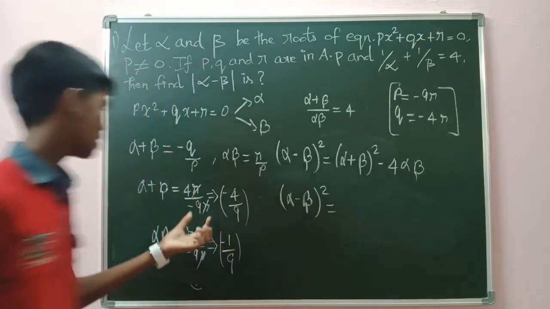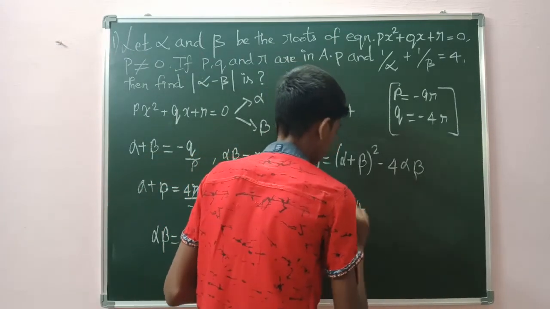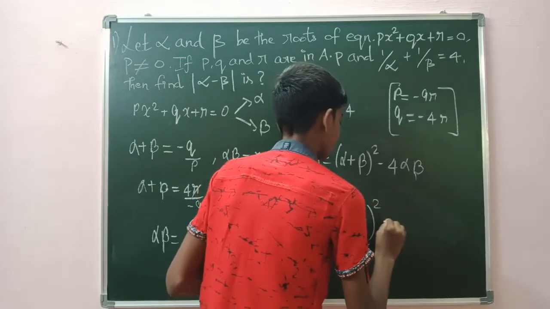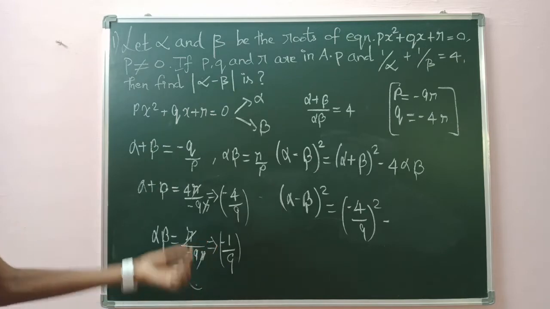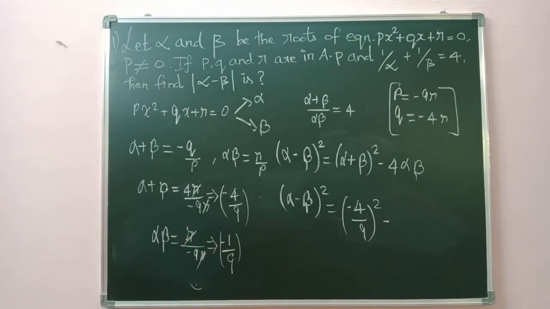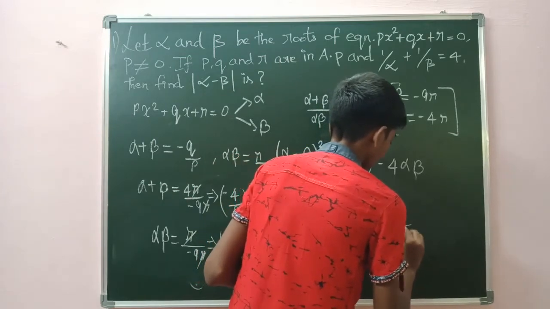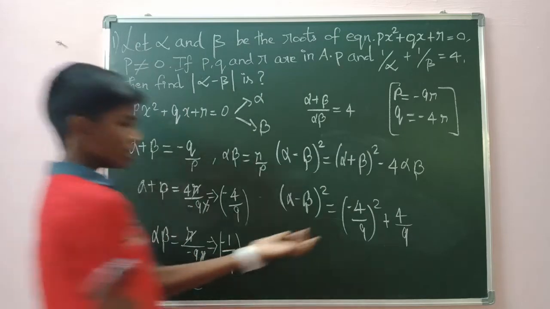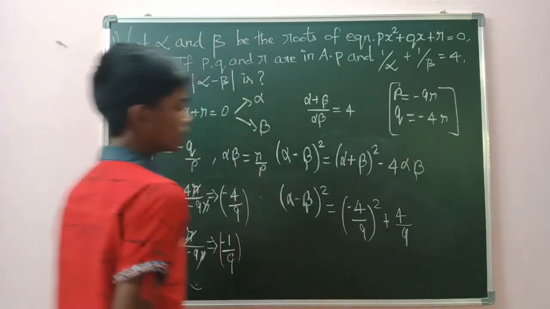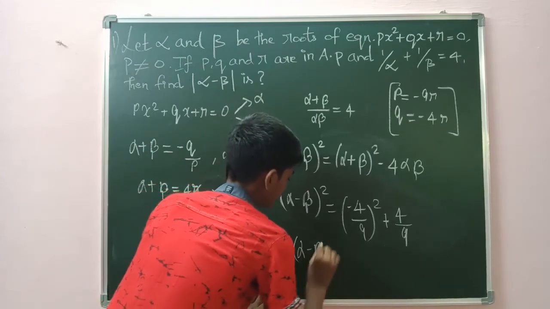So when you use it, you will get alpha minus beta whole square is equal to alpha plus beta whole square. What is your alpha plus beta? That is minus 4 by 9 whole square. Then minus 4 into alpha beta. Alpha beta is minus 1 by 9. So 4 into minus 1 by 9, this minus and this minus will cancel, giving plus 4 by 9. Now when you solve minus 4 by 9 whole square plus 4 by 9, what will alpha minus beta whole square be, guys?